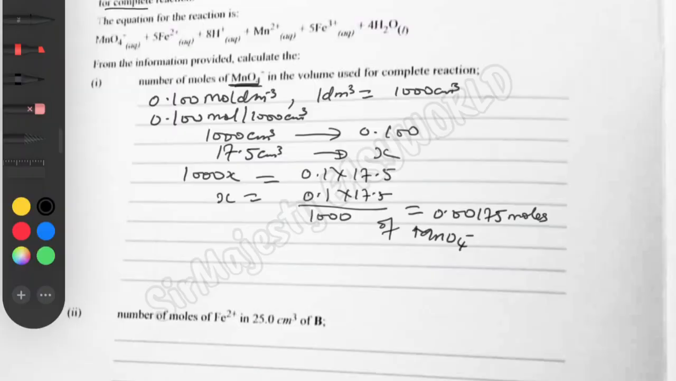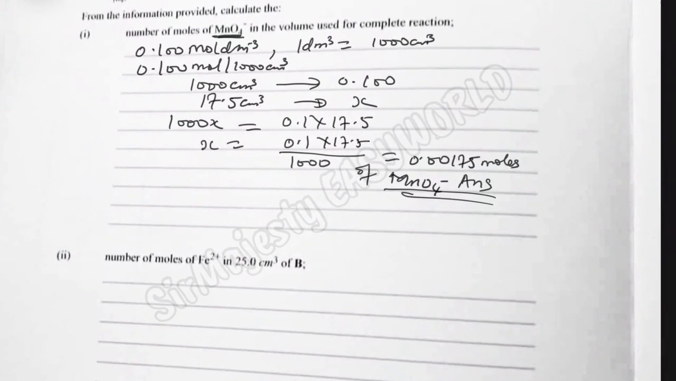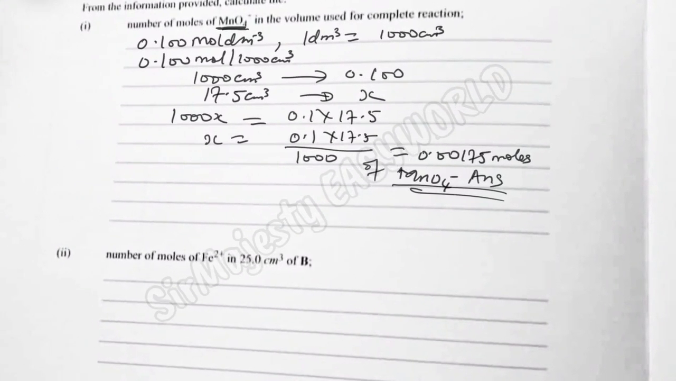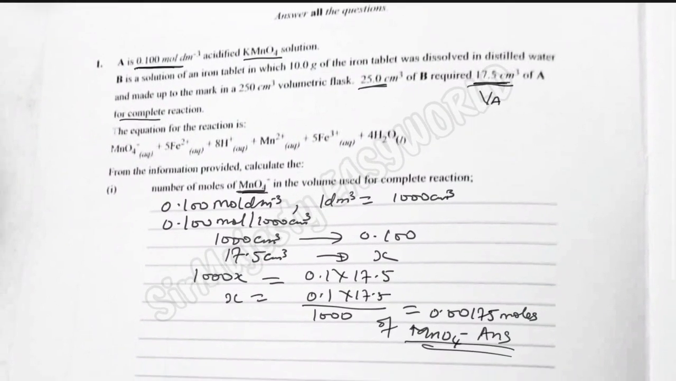So this is automatically our final answer for question I. Then we move on to question II, which says: number of moles of iron 2 ion in 25 cm cube of B. It is the same thing that we solve here, the number of moles. Then you go back to the information given. The information about B says that B is actually containing 10 grams in 250.